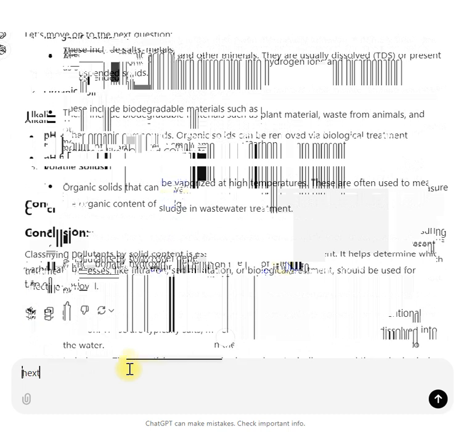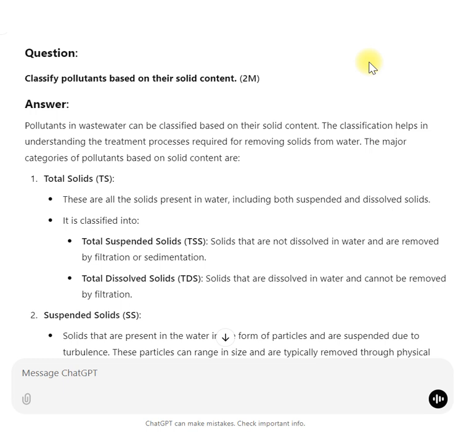Let's move on to the next question. Question. Classify pollutants based on their solid content. 2. Answer. Pollutants in wastewater can be classified based on their solid content. The classification helps in understanding the treatment processes required for removing solids from water.